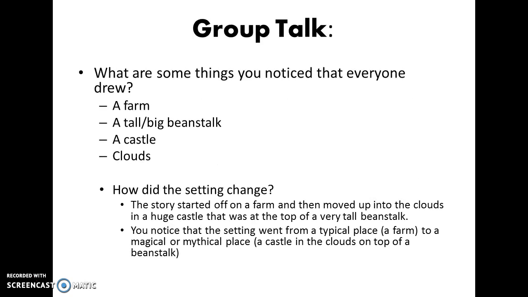All right, I heard some great discussions. Now let's talk as a group. What are some of the things you noticed that people around you, your neighbor, people in the class drew from our settings? Okay. Did anybody have a farm? Good. That's probably what you drew on the first page, a farm, because that's where Jack and his mother lived with their cow, Bessie.